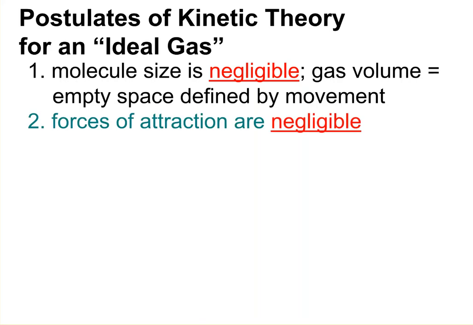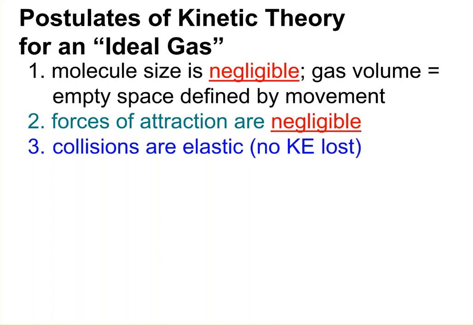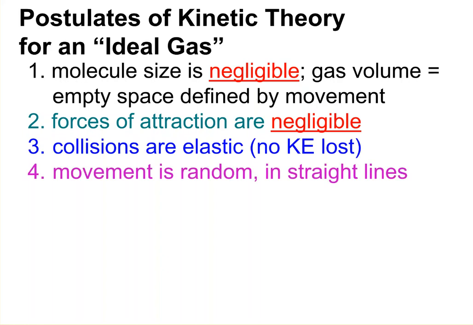The attractive forces are negligible. In other words, molecules are attracted to other molecules, atoms are attracted to other atoms, but we're going to assume that the gas behaves as though they're not attracted, and that can be true if the particles are really far apart. Those attractions don't take hold, which means the movement will be random. We also assume that no kinetic energy is lost in collisions. Again, movement is random and in straight lines.